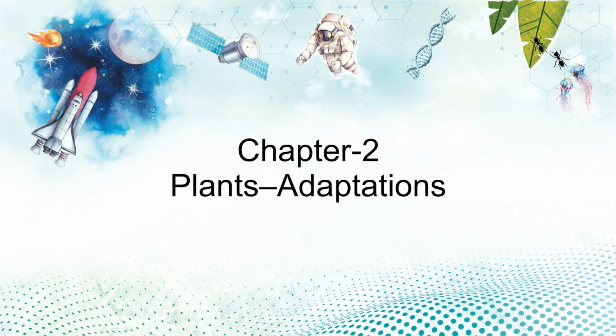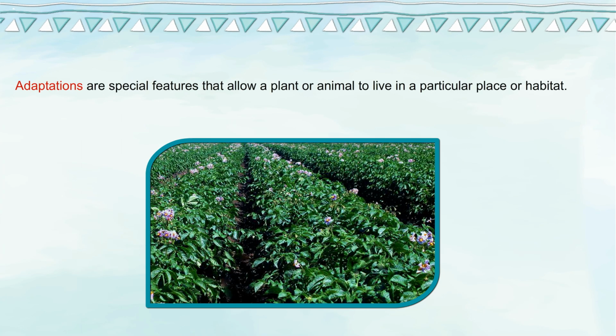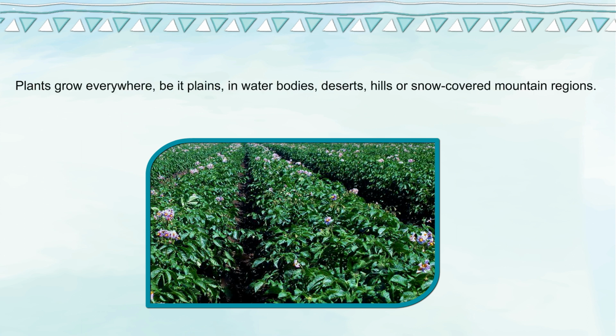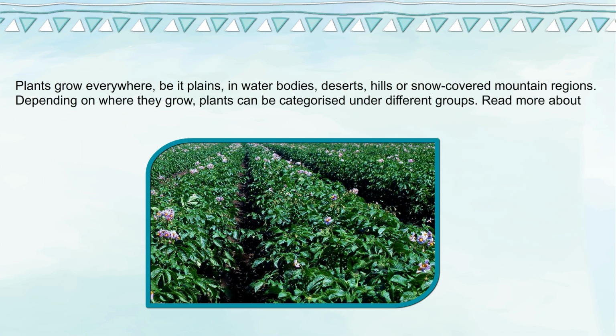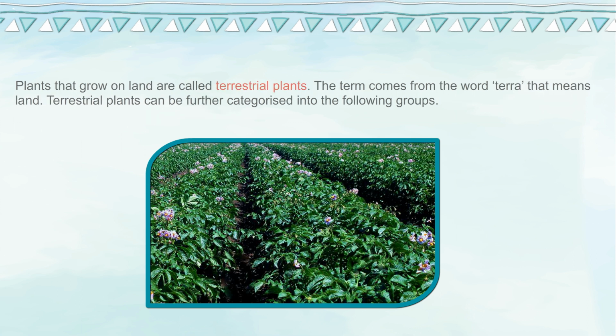Chapter 2. Plant Adaptations. Adaptations are special features that allow a plant or animal to live in a particular place or habitat. Plants grow everywhere, be it plains, in water bodies, deserts, hills, or snow-covered mountain regions. Depending on where they grow, plants can be categorized under different groups. Read more about these groups and classification in this lesson.